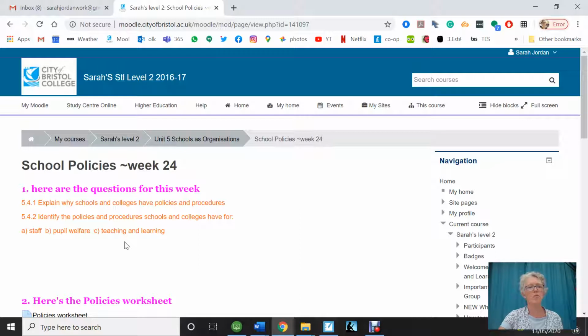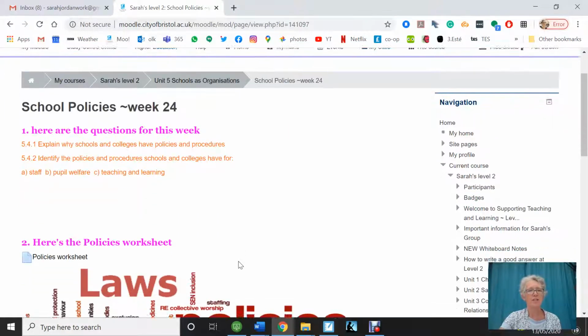You've got two questions from Unit 5. 5.4.1: Explain why schools and colleges have policies and procedures. And 5.4.2: Identify the policies and procedures schools and colleges have for A, the staff, B, pupil welfare, and C, teaching and learning. Okay, one explain question, one identify question. Let's have a look further down.